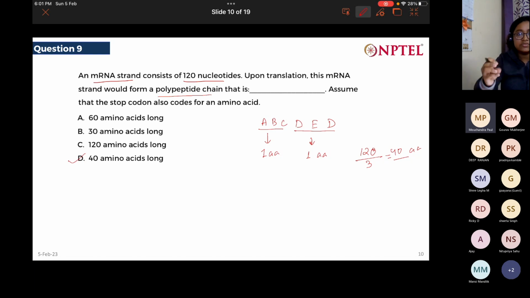One codon is a three-letter sequence, so ABC is one codon, and this one codon codes for any one amino acid. Using that logic, if there are 120 such nucleotides, or bases, and we divide by 3, we get the number of amino acids this sequence is coding for. So we can calculate the number of amino acids in the final polypeptide chain. The answer will be D.